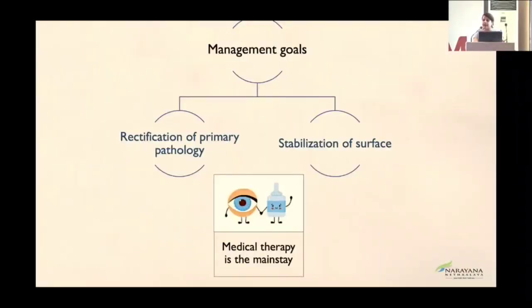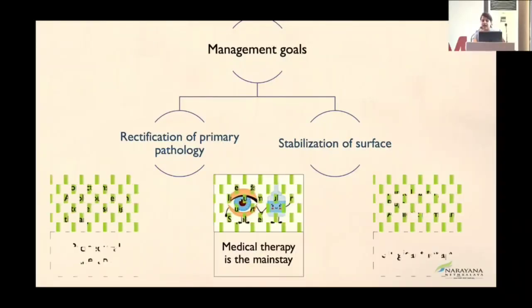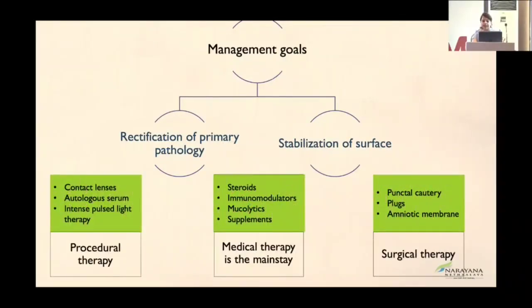So apart from medical therapy, which includes lubricants, there are other eye drops and systemic tablets that can be used. Rectify the primary pathology. That is, if there is a lid disease or the patient has an autoimmune disease, the systemic treatment should also be started, and then stabilize the surface. So what else can be used? Apart from lubricants, we can use steroids, immunomodulators, mucolytics, and supplements. We will be discussing all these in our future slides. Then you can also use contact lenses, autologous serum, intense pulse light therapy, punctal cautery, amniotic membrane, and the punctal plugs.